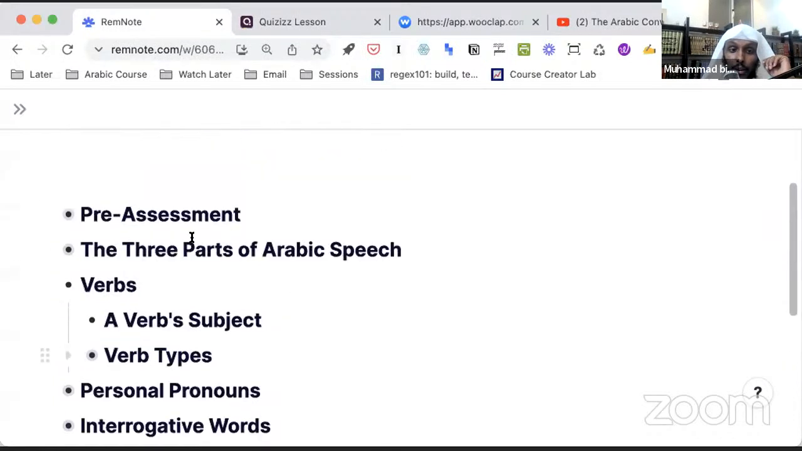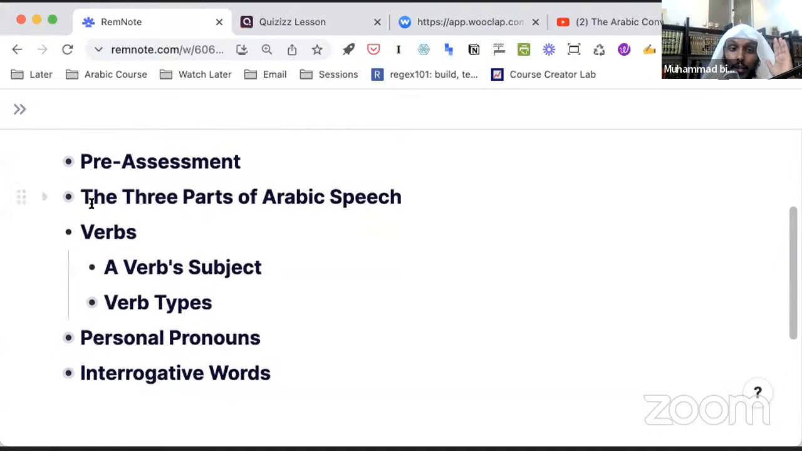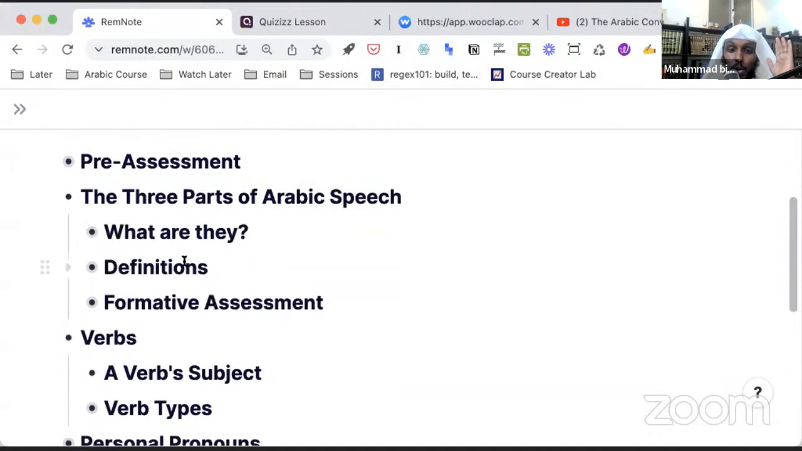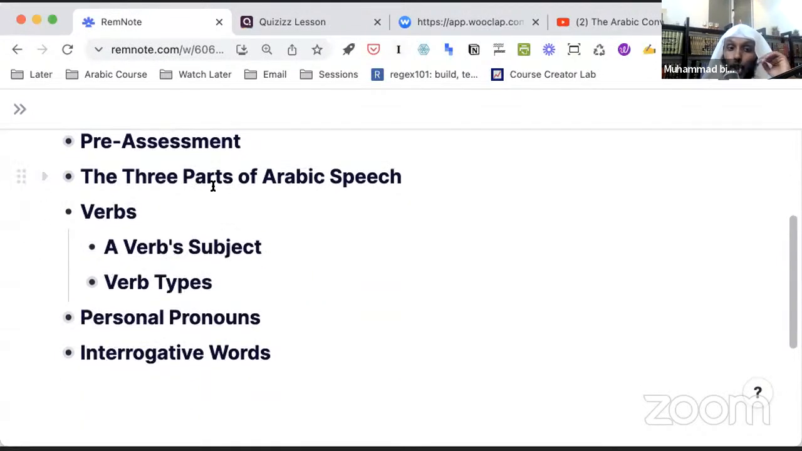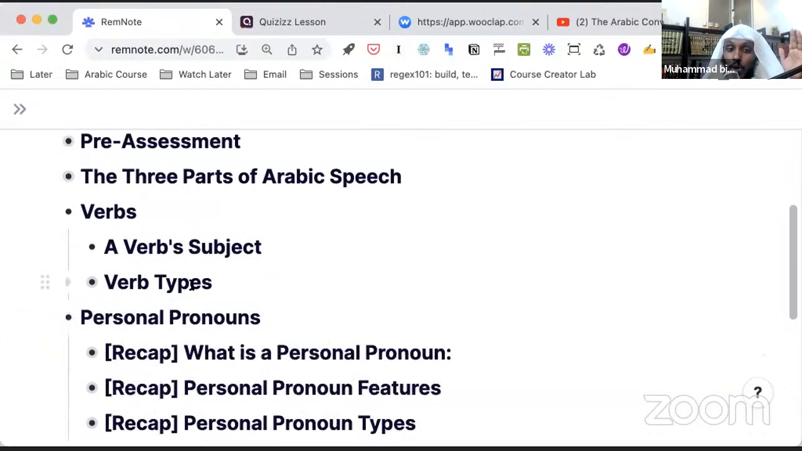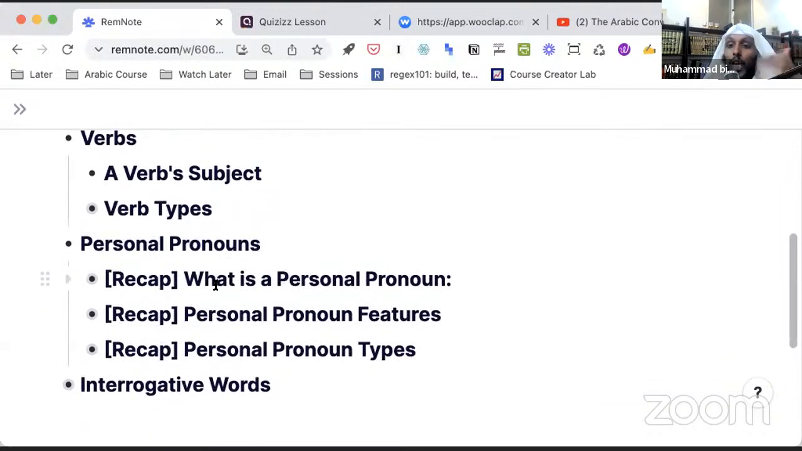So these are the verb types. Generally speaking, that's all I wanted you to know for today in terms of grammar. Of course, the exercises you're going to do are going to be related to this, inshallah, that I'm going to release to you. In terms of personal pronouns, we've done that last time.